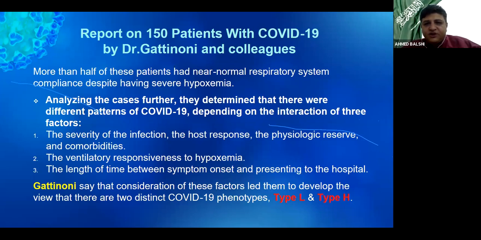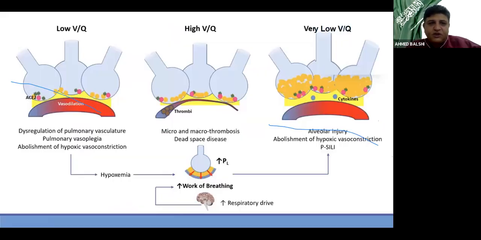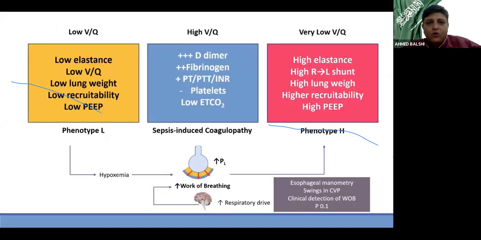Dr. Gattinoni, a German physician and anesthesiologist, studied 150 patients with COVID-19 pneumonia. They found there are two types of patients with COVID-19 pneumonia, called type L and type H. Type L means low. L stands for low elastance, which means normal compliance, low VQ mismatching, low lung weight, and low recruitability, meaning the lungs don't need recruitment. They are still a little bit healthy, and with low PEEP, we don't need or recommend a higher PEEP.